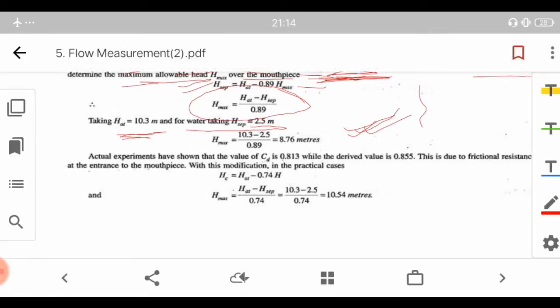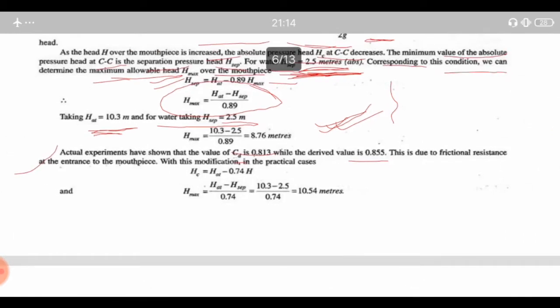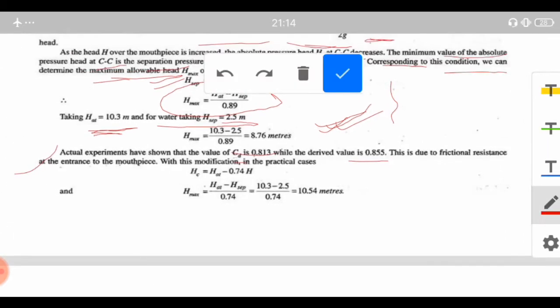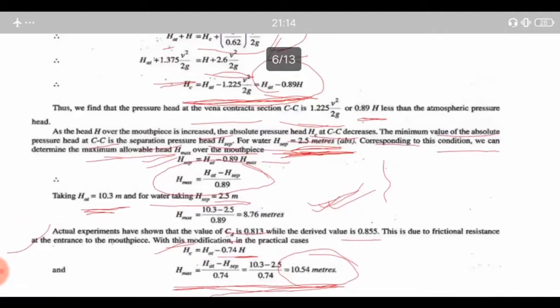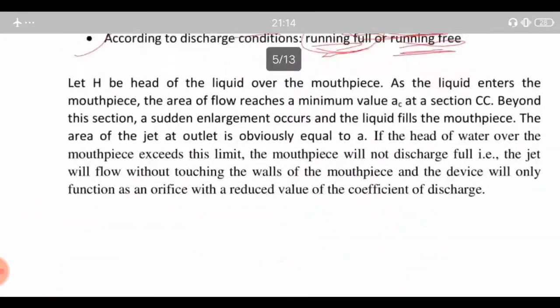The actual experiments have shown that the value of CD is 0.813, while the derived value is 0.855. This is due to the frictional resistance at the entrance of the mouthpiece. With this modification, in practical cases HC is equal to HAT minus 0.74 H, and H max is thus obtained as 10.54 meters. So this was all about the mouthpiece.